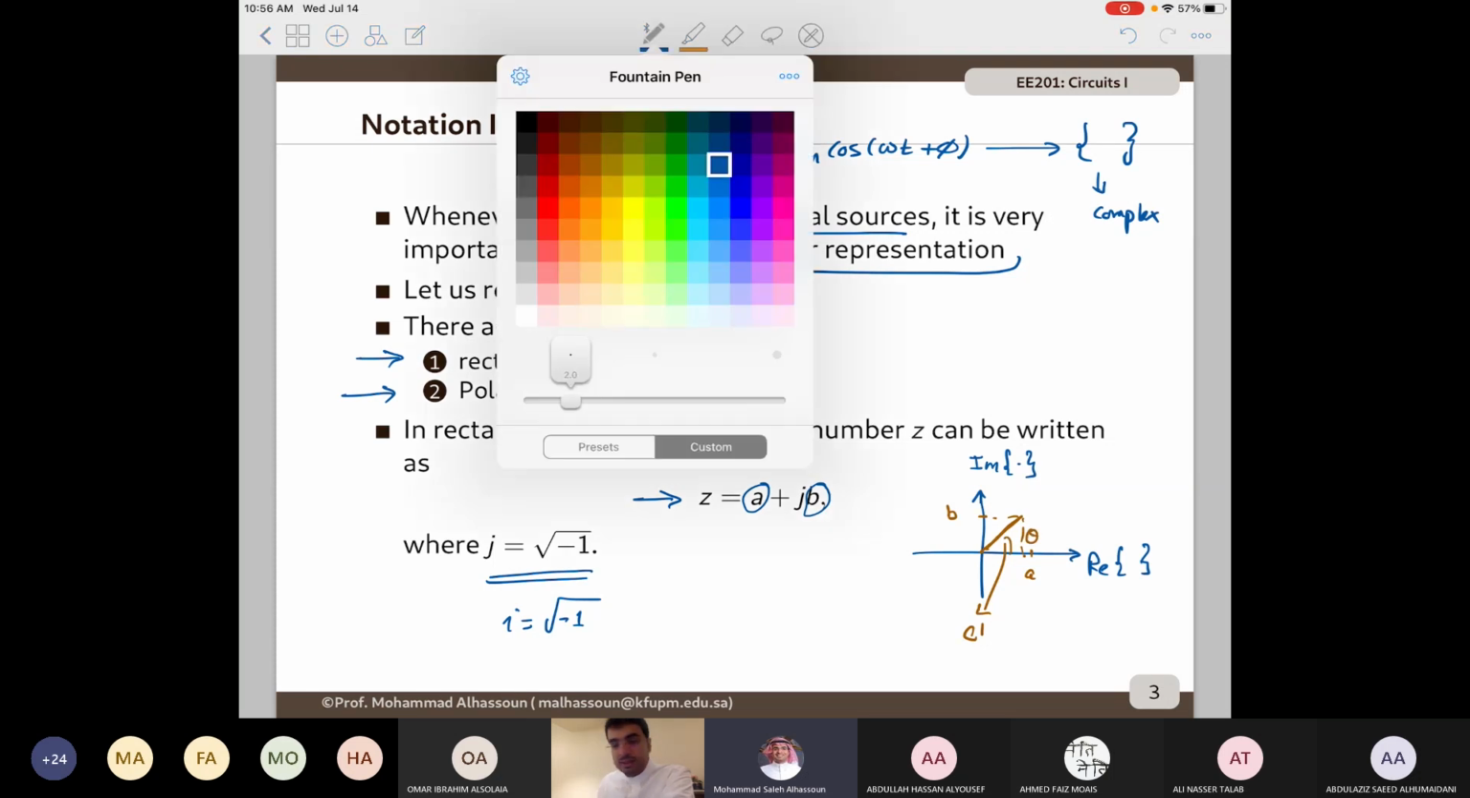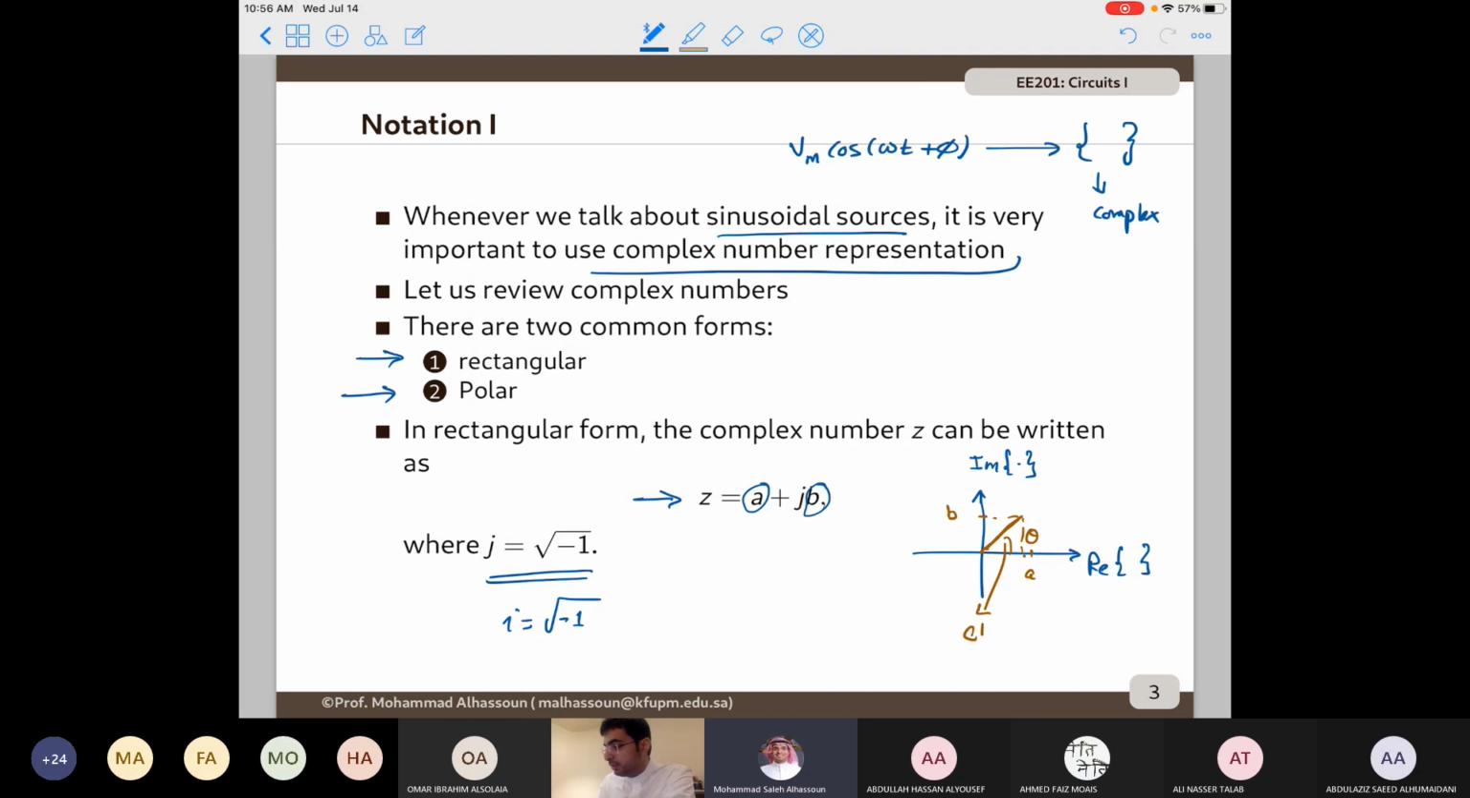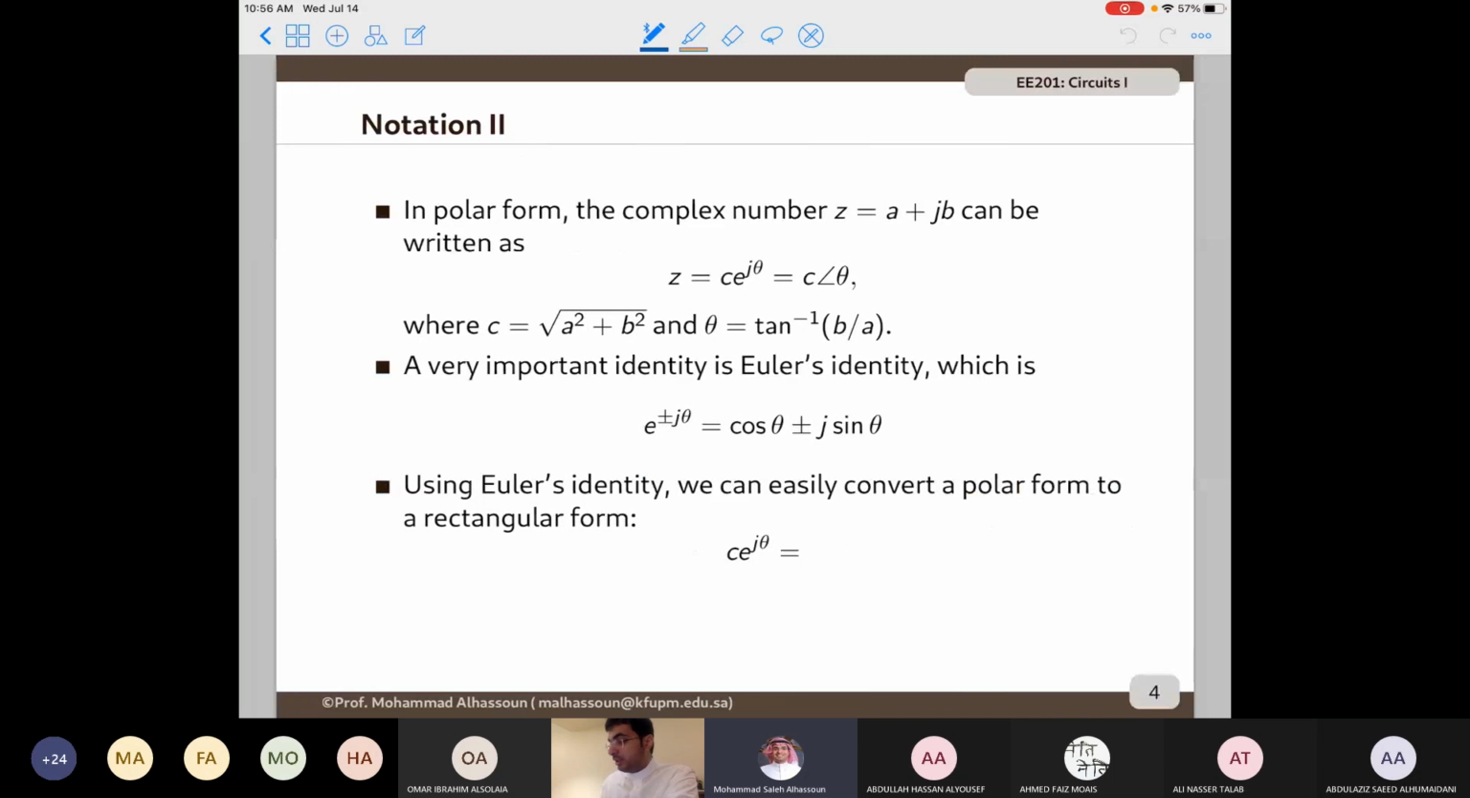So the rectangular form doesn't tell us directly these two pieces of information. In order to get them, we need to transform to something called the polar form. If we have a complex number z equals a plus jb, then it could be written as c multiplied by e to the power j theta. This is the general form, and this is one of the representations of that number.